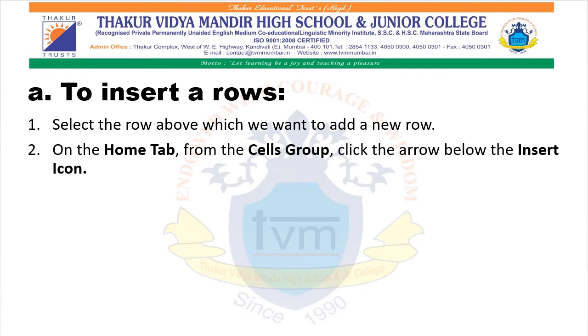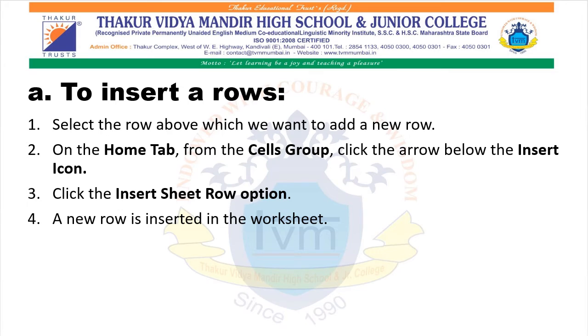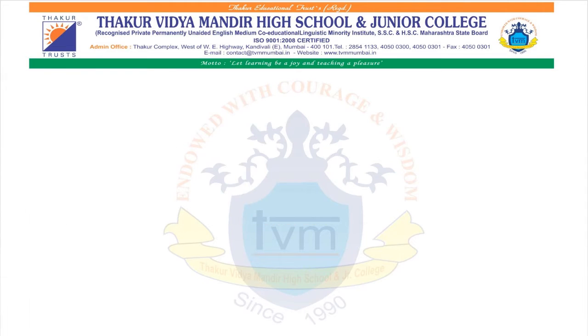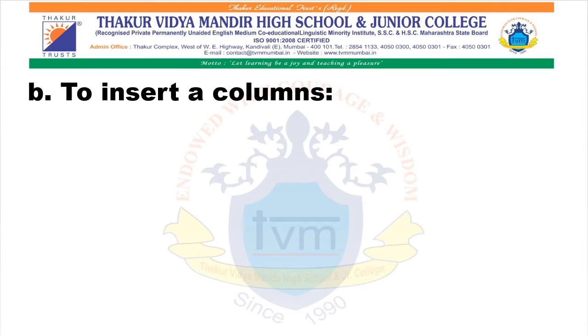Second, on the Home tab from the Cells group, click the arrow below the Insert icon. Third step, click the Insert Sheet Row option. Fourth, a new row is inserted in the worksheet. Now these are the steps to insert a row using the Insert icon on the Home tab from the Cells group. Now let us understand about inserting the column in MS Excel.